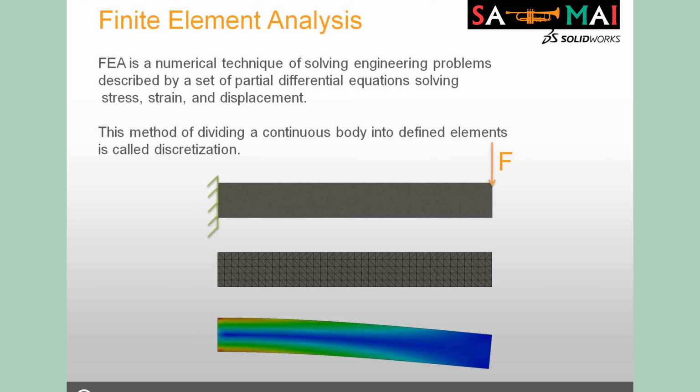What finite element analysis does is it takes that one continuous problem and divides it up into specific elements, or tetrahedral elements, which is what you see right below. This method is called discretization. We're basically dividing it into discrete elements. From there, that's what allows the software to solve for displacement, for stress, for strain across these elements from the load to the fixture.